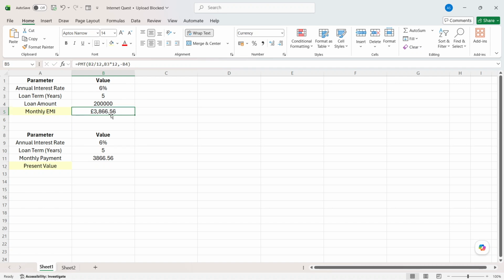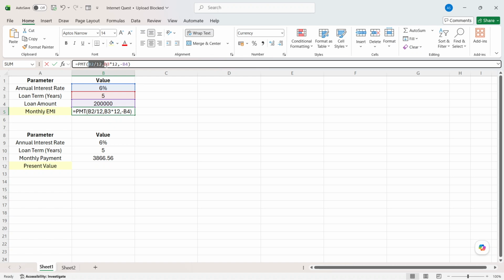Excel will now calculate the monthly EMI based on the interest rate, the loan term, and the loan amount. Dividing by 12 converts the annual interest rate into a monthly rate, and multiplying the number of years by 12 converts the loan term into total monthly payments. The negative sign before the loan amount is important because Excel uses cash flow direction, and this helps return the payment as a positive value.